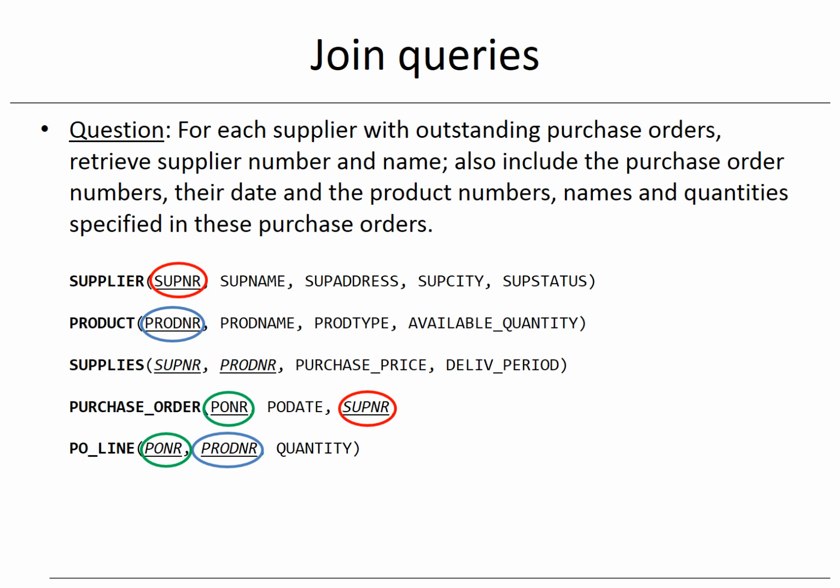We can again start by listing all the tables needed. We now need data from four tables: supplier, product, purchase order, and PO line. The primary foreign key relationships are indicated with the colored circles. We will need to use those to specify our join conditions to ensure that correct matchings are made.